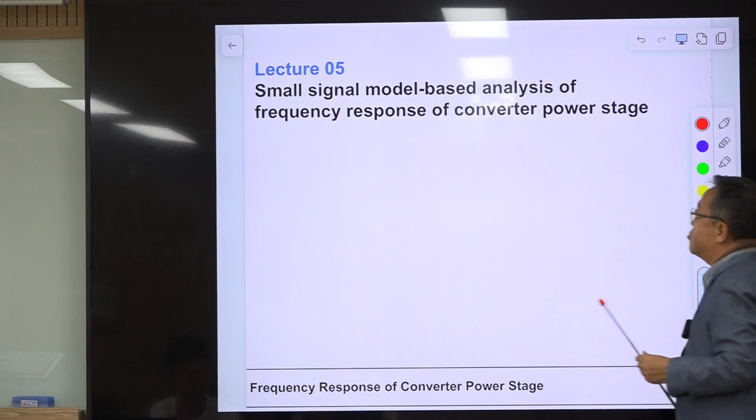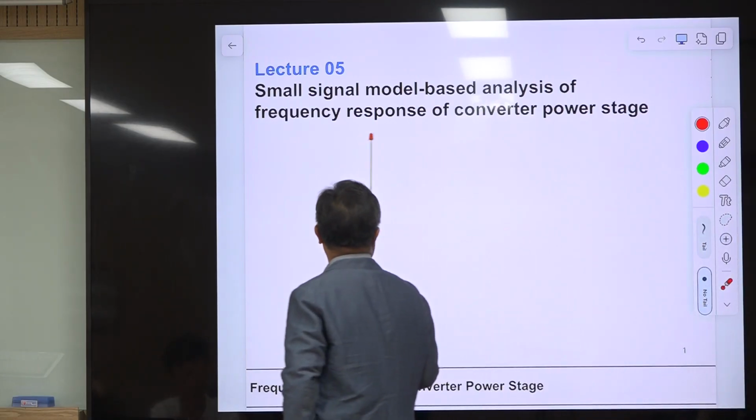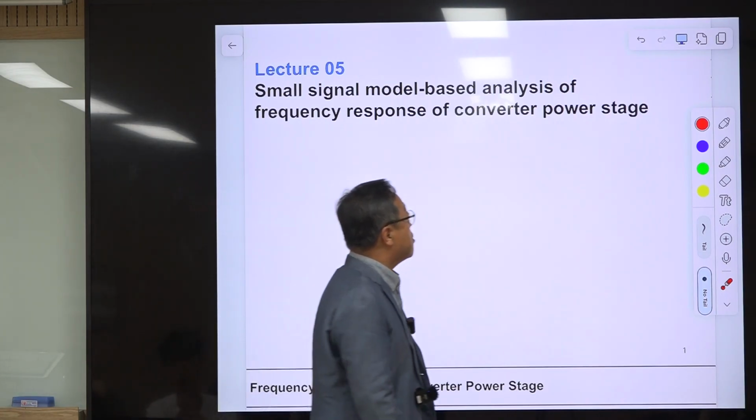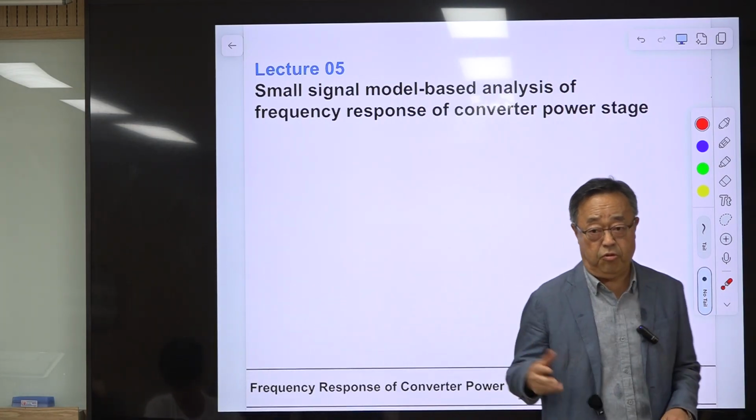The title of this lecture is rather long: small signal model-based analysis of frequency response of converter power stage. So it has a long name.